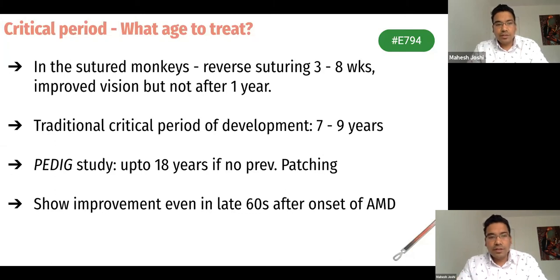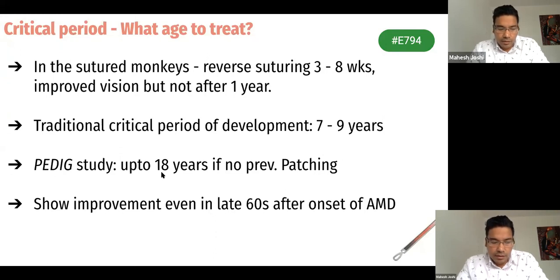So from this kind of experiment, traditionally we felt, or it was said, that the critical period of development is up to around 7 to 9 years of age. And the prevalent thinking was that if you do amblyopia treatment beyond this age, the visual acuity would not improve, right? But as I showed before, in the pediatric study itself, they found that up to 18 years of age, the visual acuity could still improve.